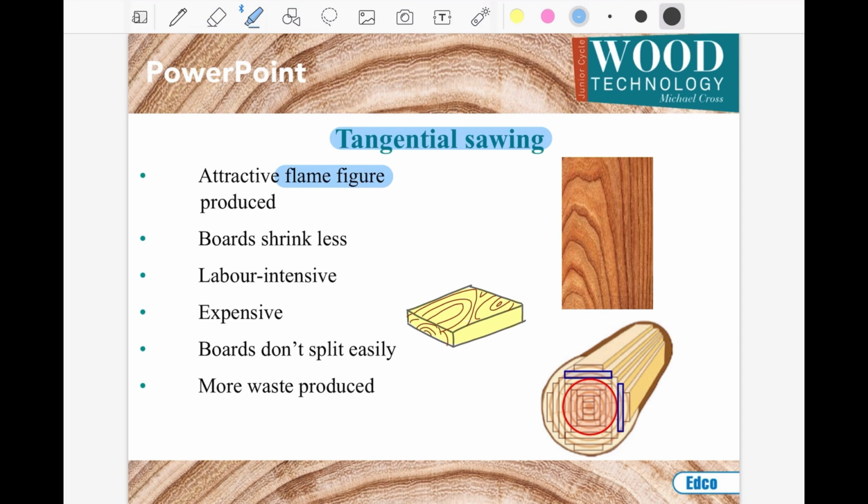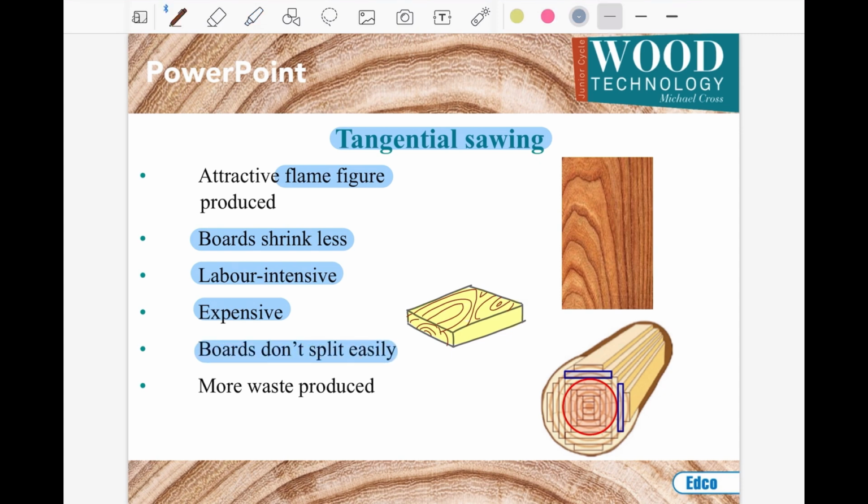Now we want that flame figure because it makes timber look nicer and it makes furniture or items made from that timber look better and therefore more expensive. Now, okay, like with quarter sawing, the boards are going to shrink less. Okay, because again, the grain pattern, the end grain, if you look at it, is quite similar to quarter sawing. However, this is another labor intensive method of cutting. Okay, it costs money, therefore. It means that the person that is cutting it has to do far more turning and so on the log. So therefore, if it's labor intensive, it is expensive. Now, what's really important here, though, is the boards don't split as easily as in other methods.